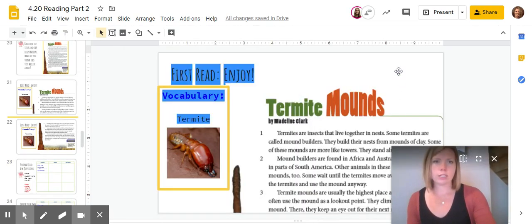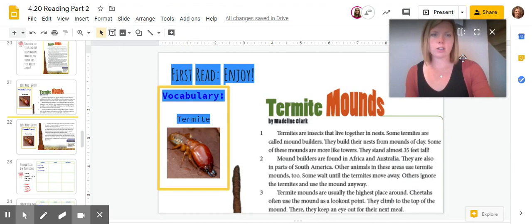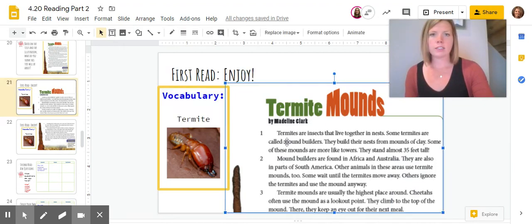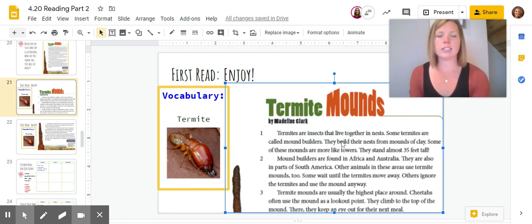Okay, so again, this text is called Termite Mounds. It is by Madeline Clark. It says, termites are insects that live together in nests. Some termites are called mound builders. They build their nests from mounds of clay. Some of these mounds are more like towers. They stand almost 35 feet tall. Mound builders are found in Africa and Australia. They are also in parts of South America.